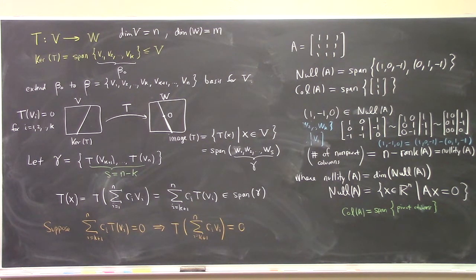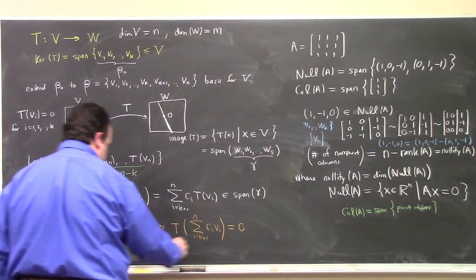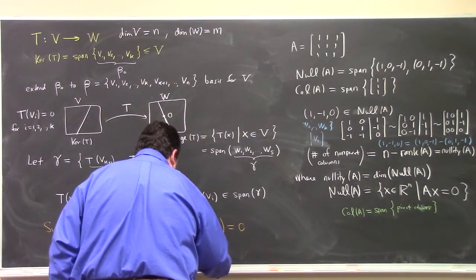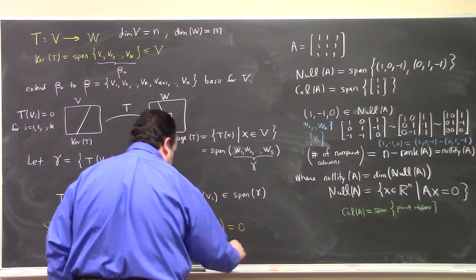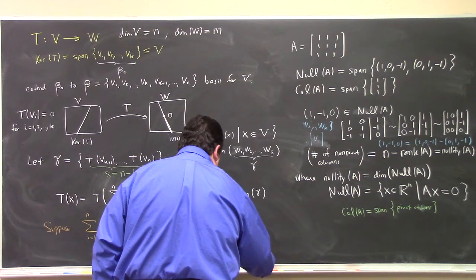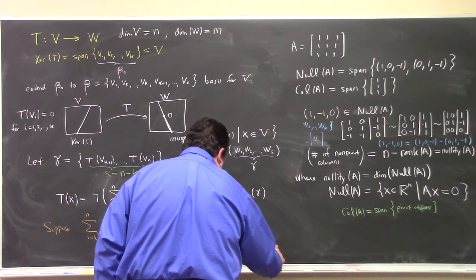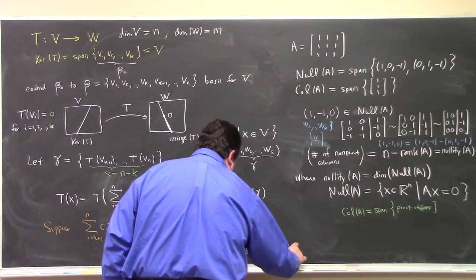What does that say about that vector? Where is it? It's in the kernel. Right, so this is in the kernel. And what's the kernel of T built from? Things that map to 0. Right, but in particular the span of V1 to Vk.